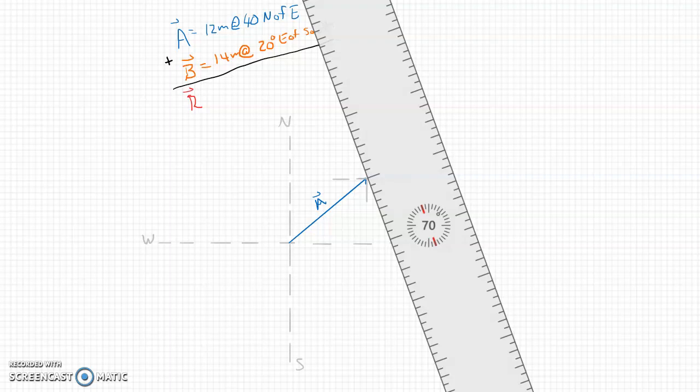So I'm going to go 14 meters, and again, because I'm doing this to scale as best as possible, I want to try to use my ruler here. So here is going to start right there. This is 8. There's 10, there's 12, and there is 14.